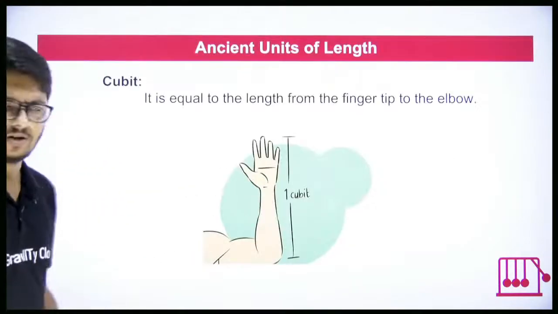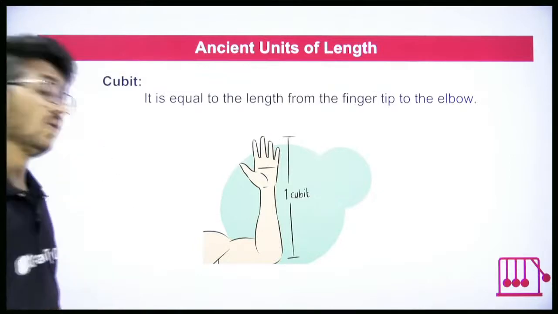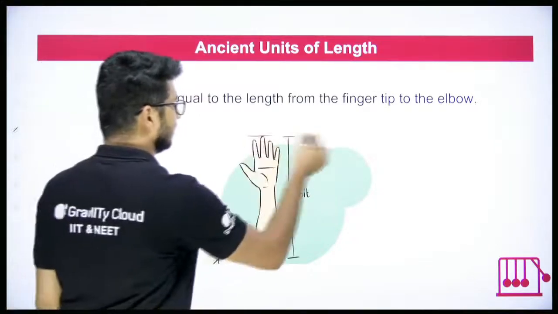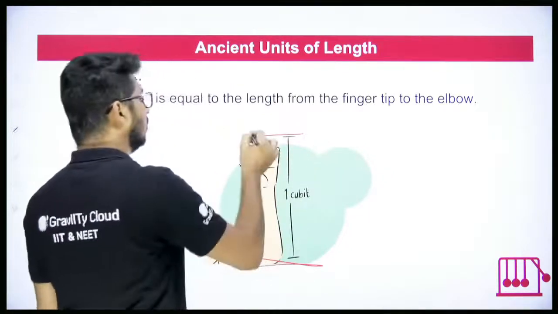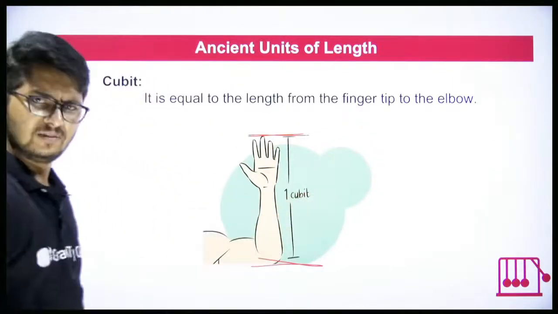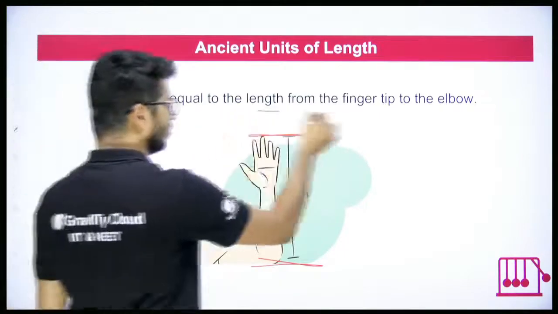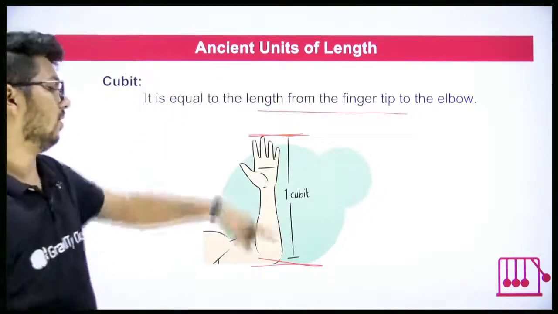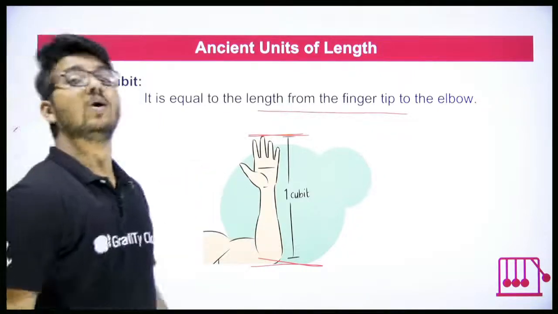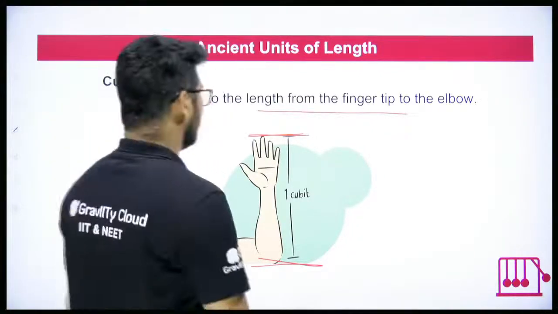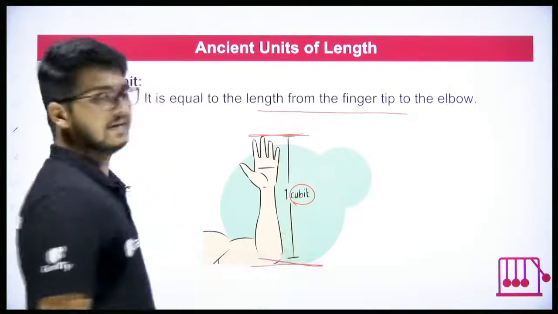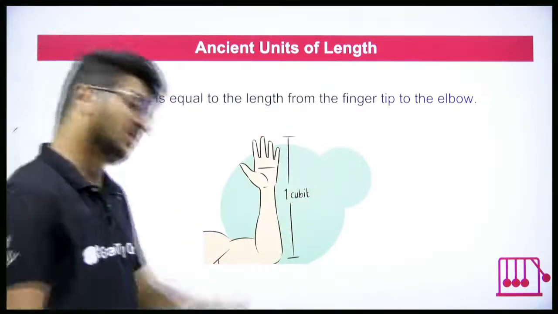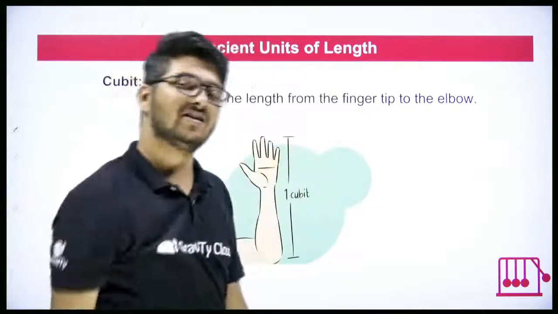There are other examples also. Obviously there was something called a cubit. What was a cubit? You can clearly see here, it is the length from the elbow to the finger. Simple. It is equal to the length from the fingertip to the elbow. That's a cubit. 1 cubit. And this cubit is again a unit. So there are different units of measuring length from way long back.